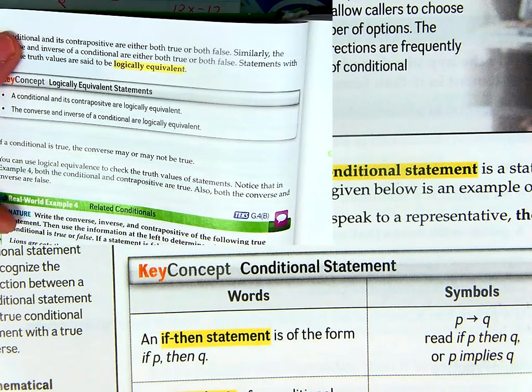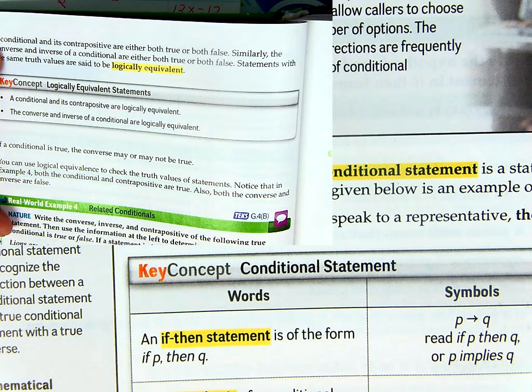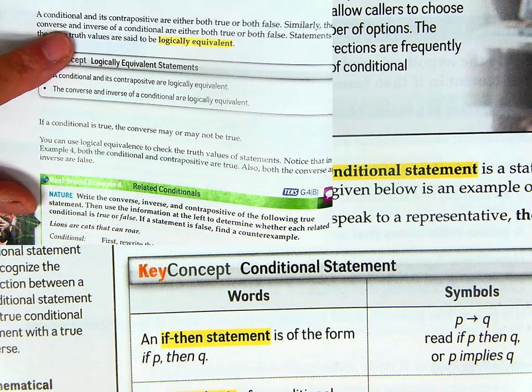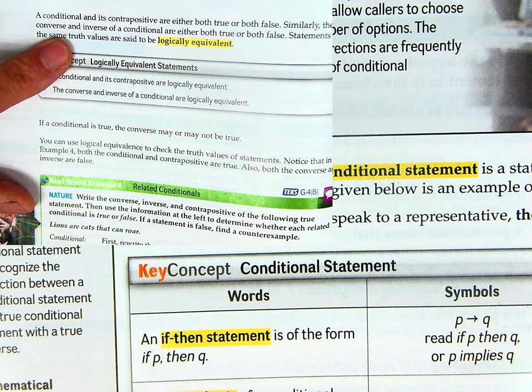Okay, so a conditional statement and its contrapositive will both either be true or false. A converse and the inverse will both either be true or false. They have the same truth value.